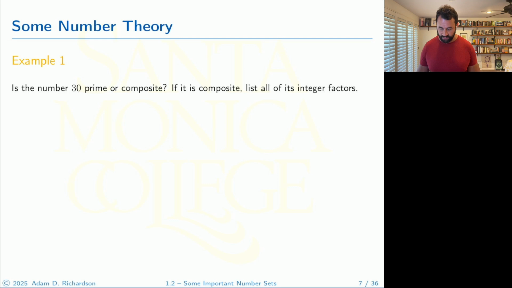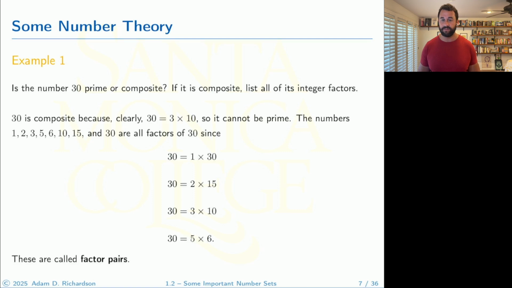Okay. So 30 is not prime. I can tell that right away just because I'm thinking of 3 times 10, right? 3 times 10, that's not 1 times 30. So it's definitely not a prime number. So let's see what all of its positive integer factors are. So it can't be prime.